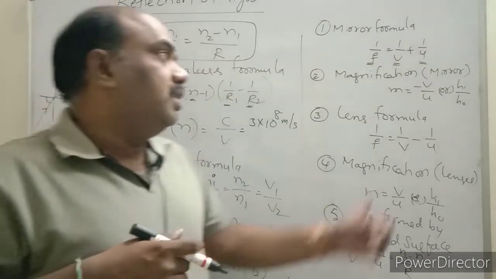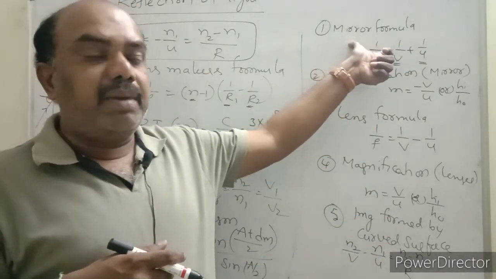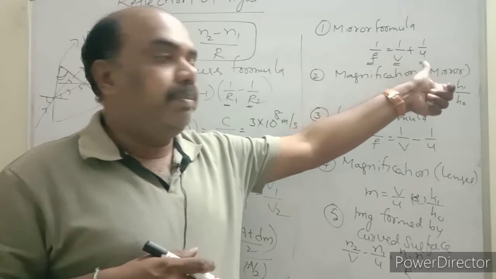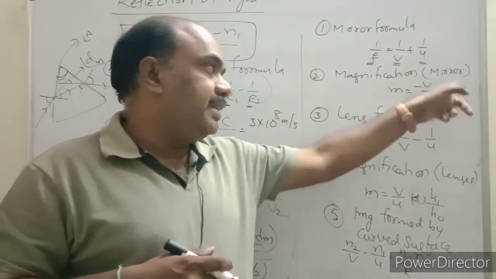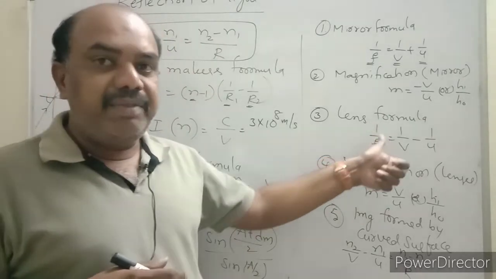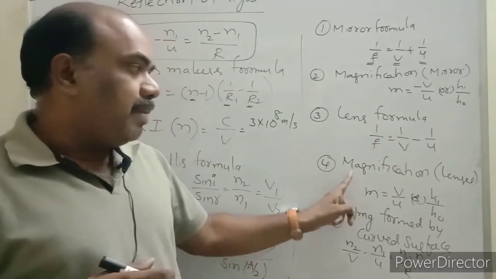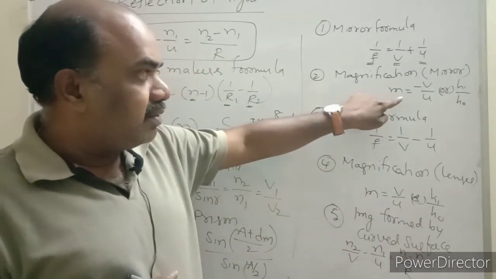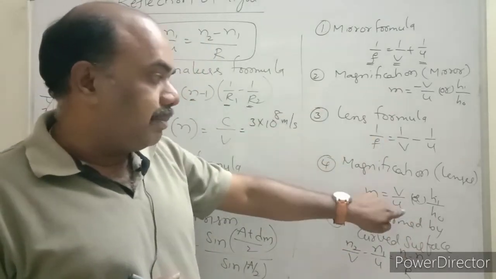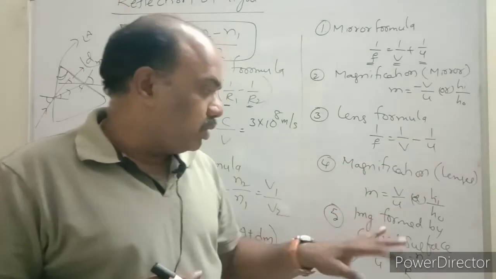Once again I will remind you all these formula. Number 1, mirror formula: 1 by f is equal to 1 by v plus 1 by u. Magnification m is equal to minus v by u or hi by h naught. Lens formula: 1 by f is equal to 1 by v minus 1 by u. Magnification m is equal to v by u or hi by h naught. There is a small difference. For mirrors it is minus v by u, here plus v by u. Hi by h naught, both are same.